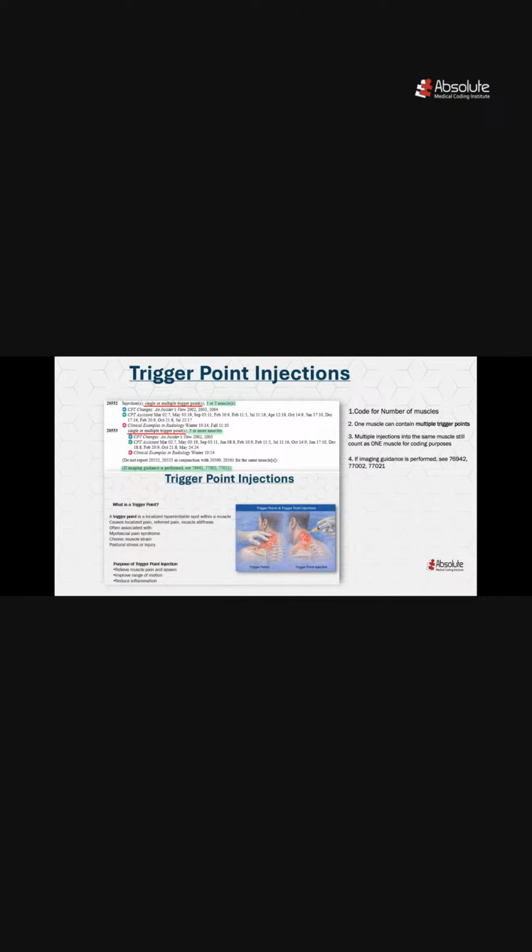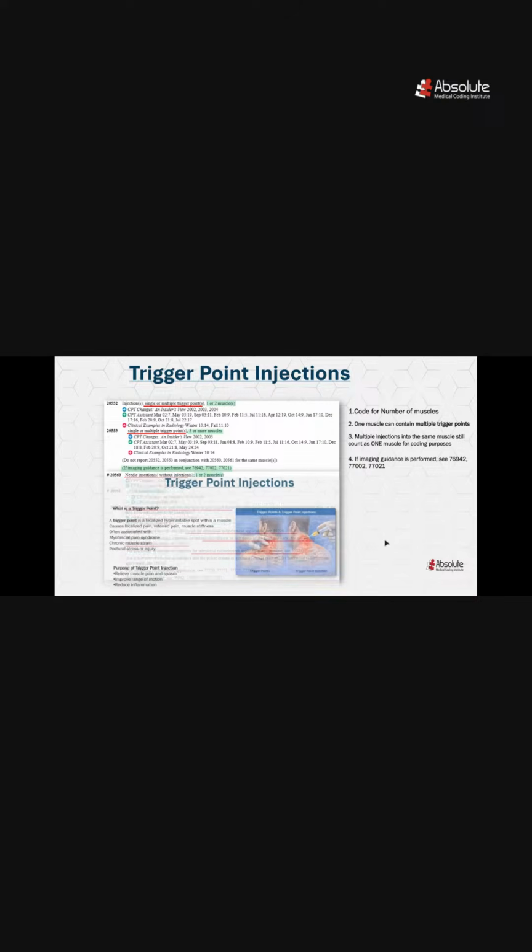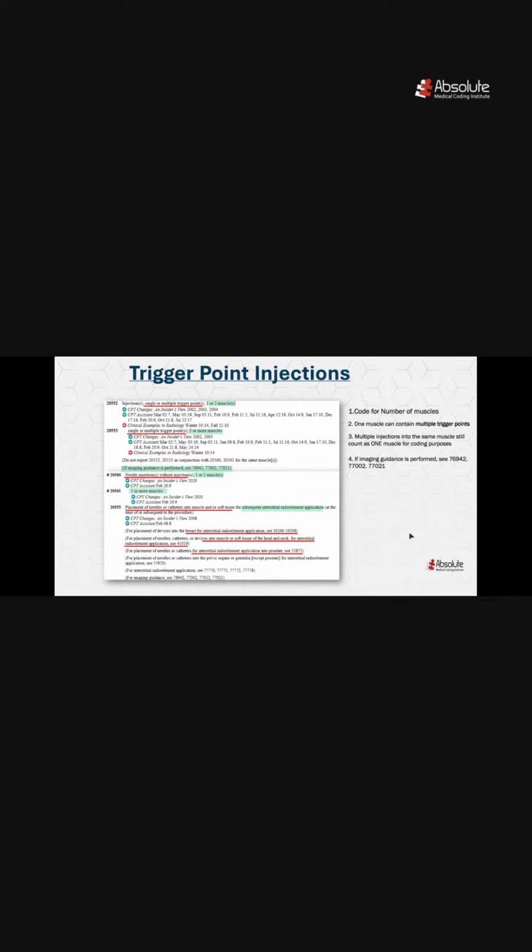And finally, the image guidance. If an image guidance is performed, CPT directs you to report appropriate image guidance code such as 76942, 77002, and 77021. All right. So that is about the trigger point injection. And you have to be a little bit forensic while coding these codes.